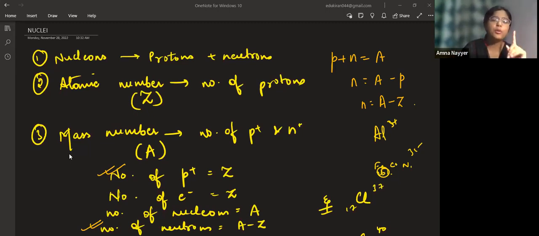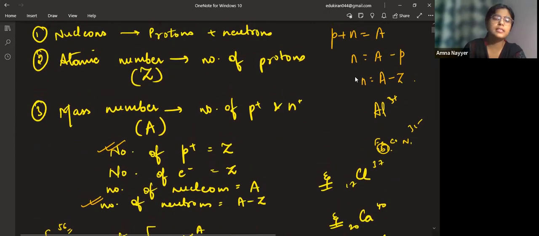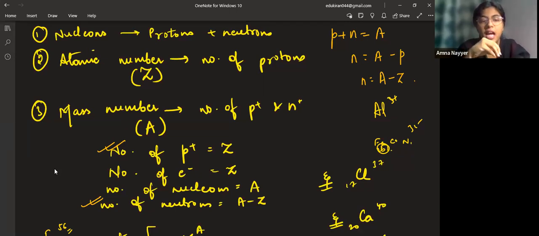Now see, the number of protons is denoted by capital Z. This capital Z is the atomic number, and in our numericals also, we'll be using Z only. The number of electrons and the number of protons both are equal. But if we have to find out the number of neutrons, we know protons plus neutrons is equal to the mass number.